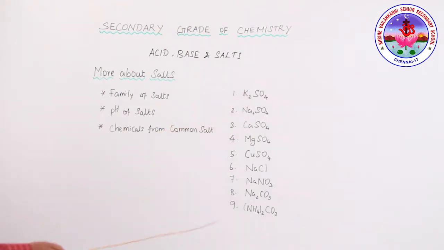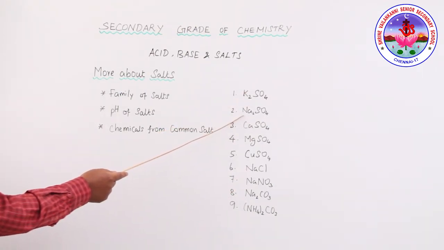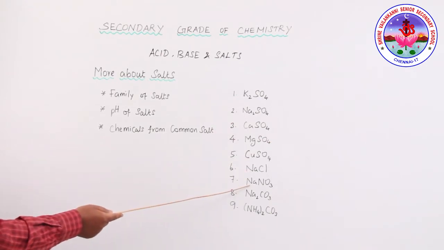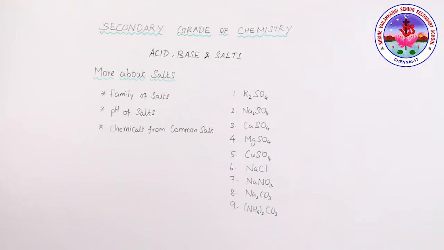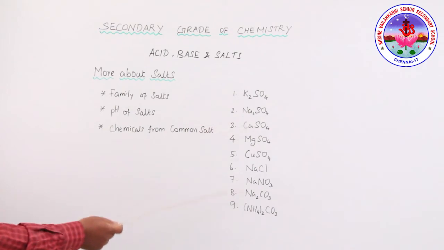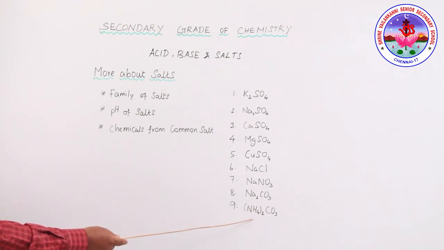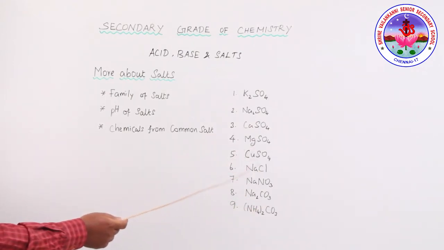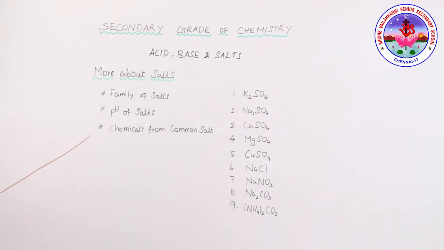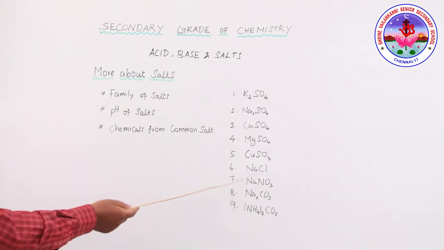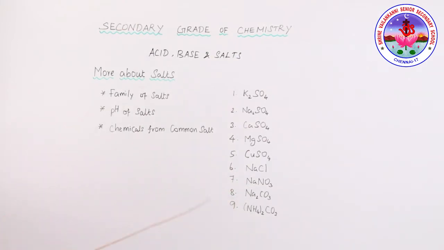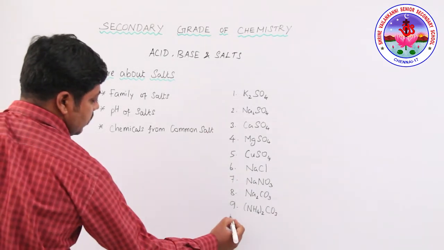Then look at this: sodium sulfate, sodium chloride, sodium nitrate and sodium carbonate. These four salts are the family of sodium salts. Then look at sodium chloride, and suppose ammonium chloride is also here, which means you can tell it is the family of the halogen salts, similar to NaCl, or you can use KCl, whatever it is.